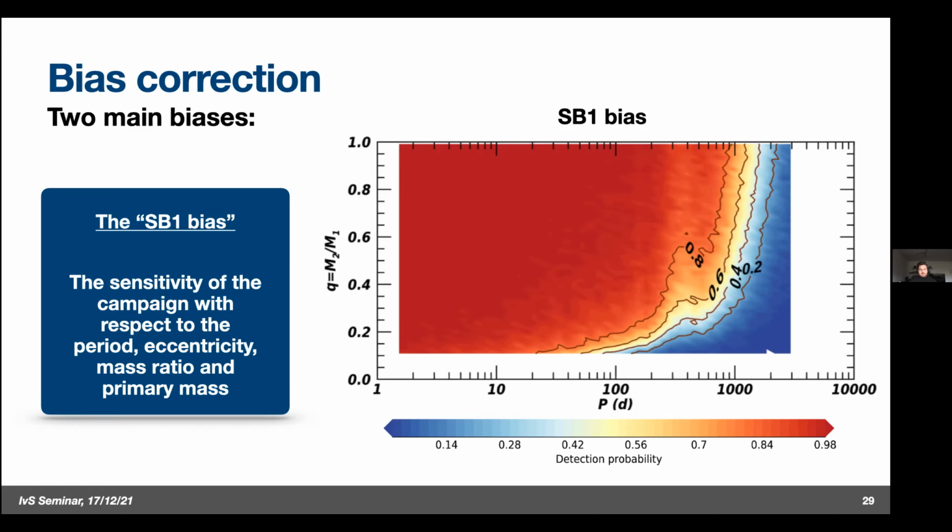And you can see that depending on the mass ratio here, which is on the y-axis, and that's the secondary mass, the small star, over the primary mass, the larger, more massive star, we are sensitive to periods of only hundreds of days. So that's the first observational bias.